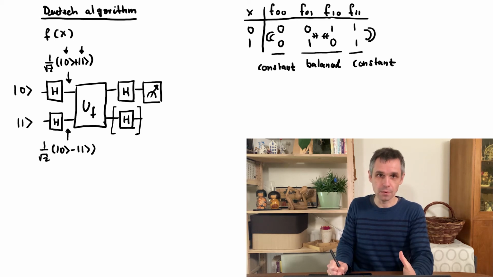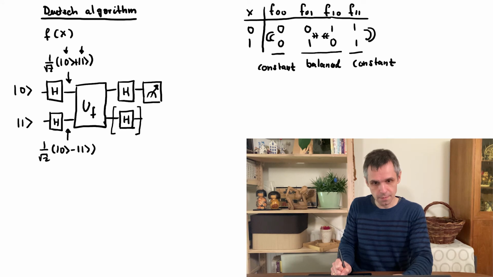And now, given that we already discussed the marking of states, we can immediately write down what we have at this place here. Because at this place, our states are now just marked by the values of the function for the corresponding inputs.